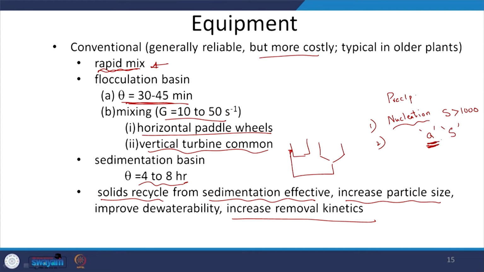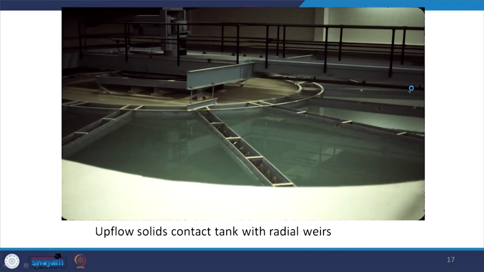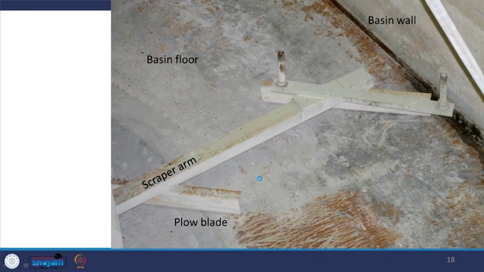So, in that way you will increase the removal kinetics, right, that is something to keep in mind with respect to precipitation. So, upflow solids contact basins seem to be common. So, upflow here with radial weirs, right, these are the radial weirs, and how are you going to scrape the sludge at the bottom? So, here you have the scraper arm and this is obviously the basin floor.